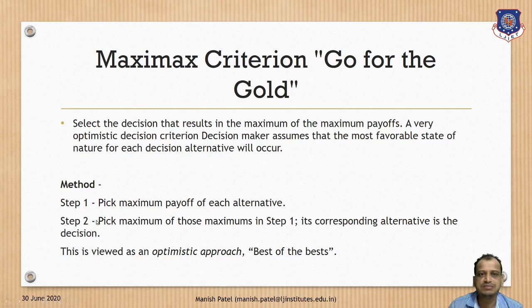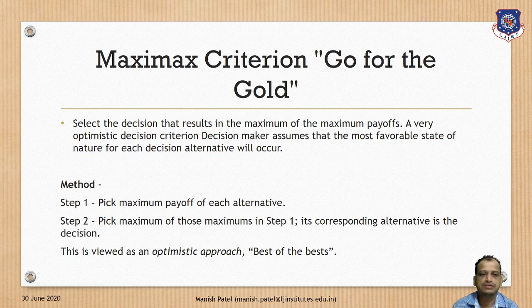So first is the maximax criterion, meaning whatever maximum is there out of the maximum payoffs, you will look into that. Very easy to understand and a very optimistic decision by the decision maker. It is the most favorable nature of the outcome that the decision maker is going to choose. Now what is the method? The first step is to pick up the maximum payoff of each alternative.